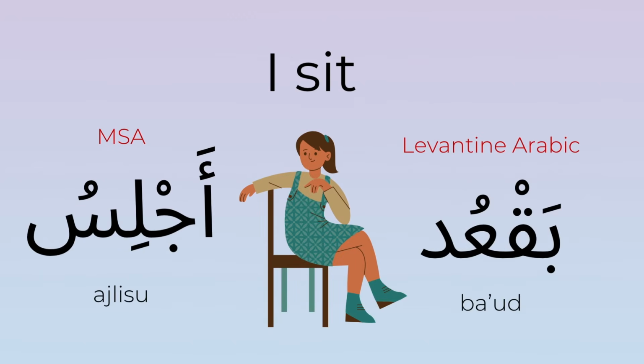I sit. In MSA, we say أجلس. In Levantine Arabic, we say بأعد. You might hear the MSA version in Levantine Arabic as well, but a little bit more in formal settings. For instance, if a guest comes over and you want to tell them to sit, you could say اجلس. So let's review. In MSA, we have أجلس versus in Levantine Arabic بأعد.